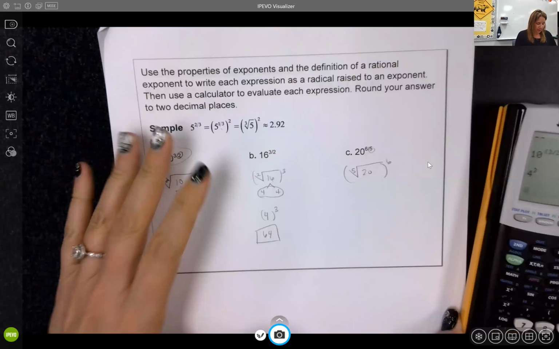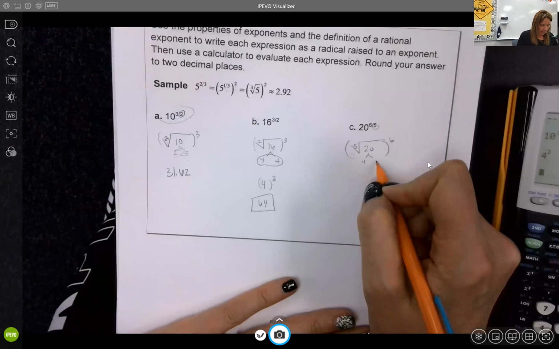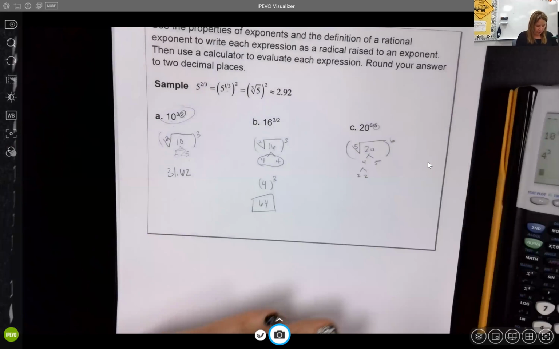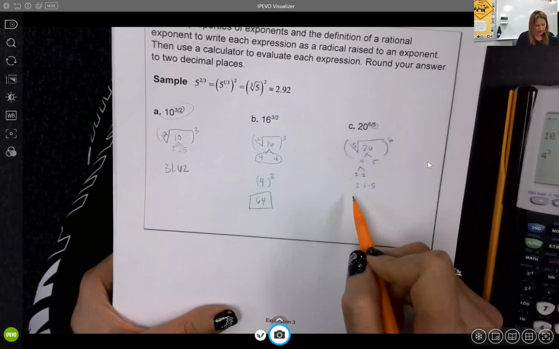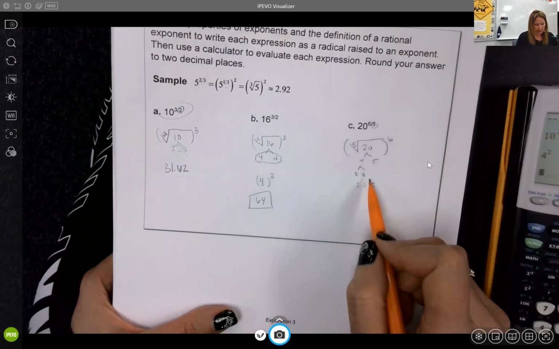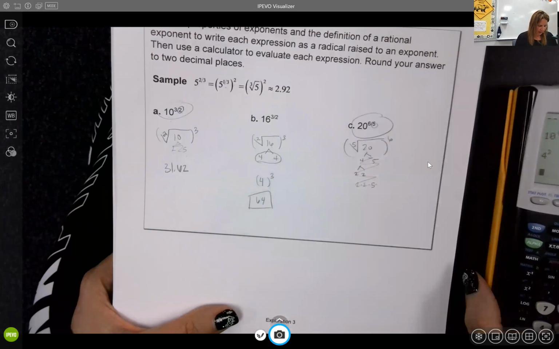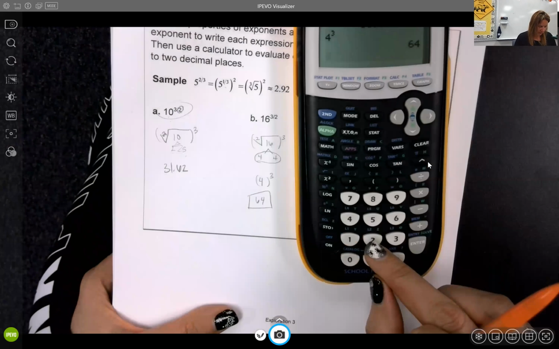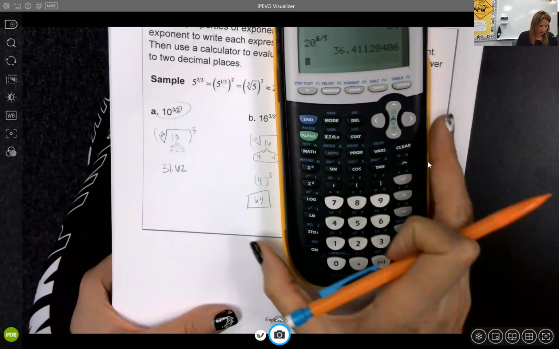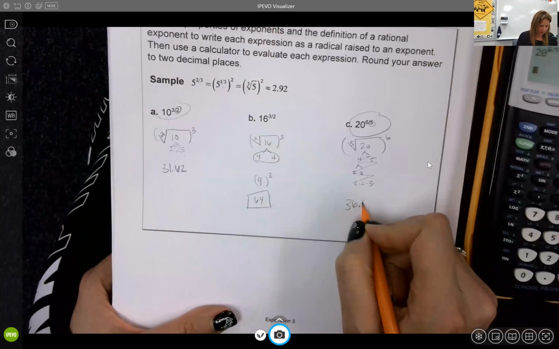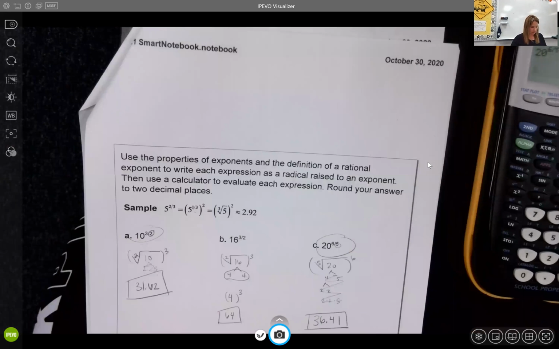Okay, this one, we're doing the 5th root, which means I have to have 5 numbers the same. So notice here I have a 2 and a 2 and a 5. That is not, there's not 5 of one number, so I can't break it down. So I'm just going to enter this in the calculator. Okay, so 20 caret 6 over 5. 36.41. Okay, there's some examples of that.